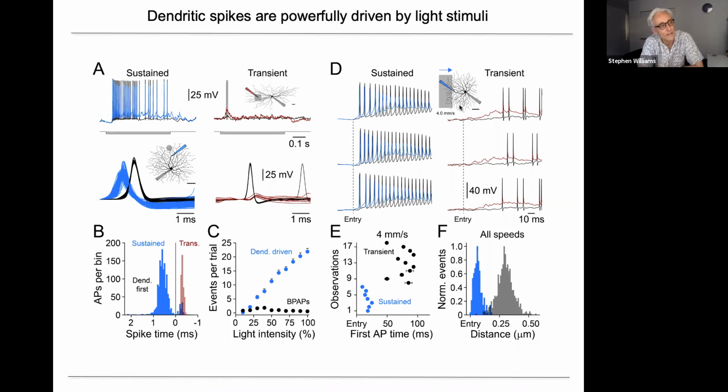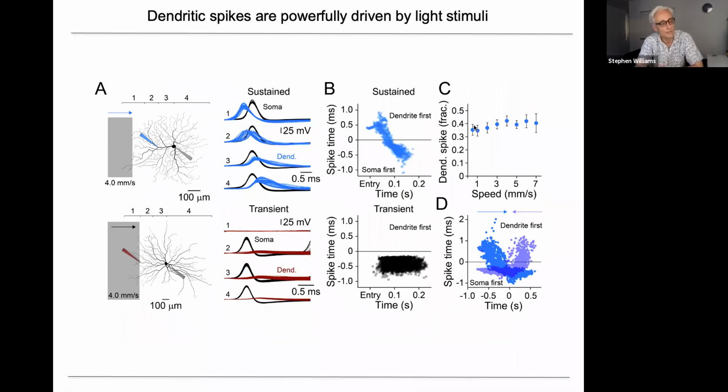If we look at moving light bars, we can see that sustained cells respond right as the light enters the dendritic arbor, whereas transient cells respond at later times. And then if we look, using the same techniques as on-DS cells, at moving light stimuli, we see dendritic spikes are very powerfully initiated in sustained off ganglion cells, but absolutely not in transient ganglion cells.